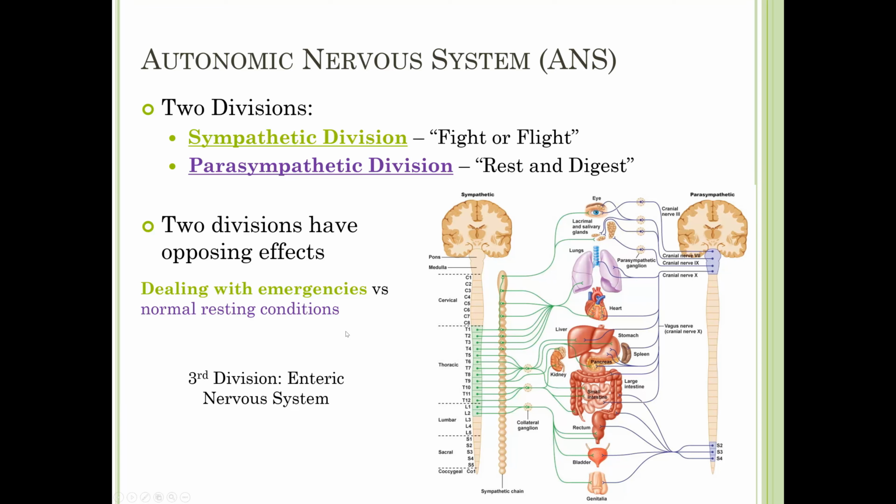There is a third division that is considered to be part of the autonomic nervous system called the enteric nervous system. And this division encompasses about 100 million neurons within your digestive tract. We're not going to spend too much time on it. We may mention it again briefly later, as well as next semester when we talk about the digestive system.